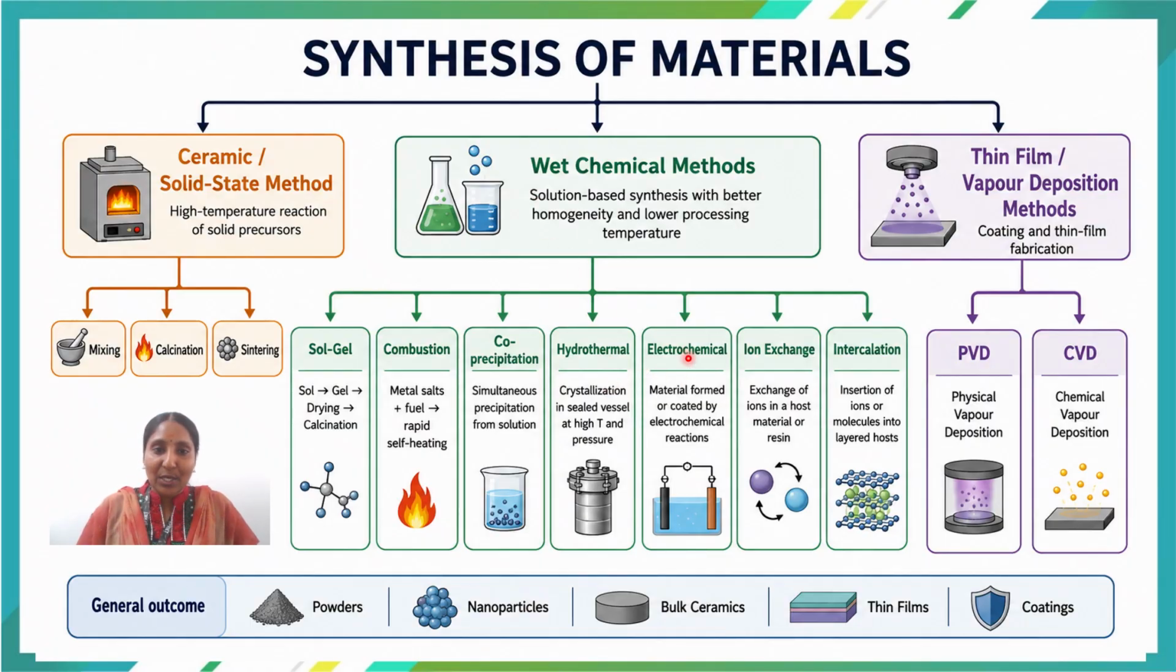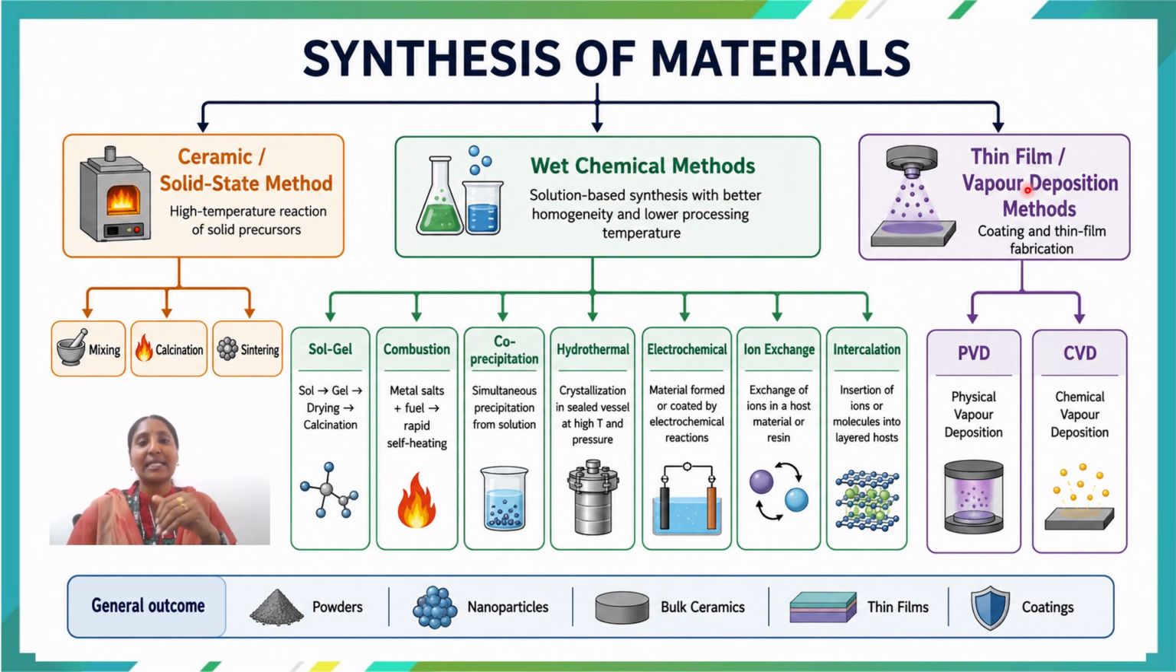Next is the electrochemical method. It is mainly used for controlled deposition of coatings. And next one is ion exchange. Here there is exchange of ions within a host material, and intercalation is also an insertion of ions or molecules into the layers of the host. So these seven belong to the wet chemical method. And the next category is broadly classified as thin film or vapor deposition method.